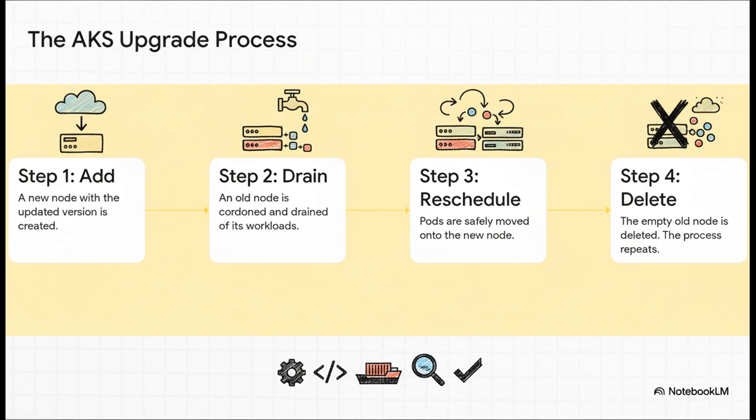First, AKS brings in a brand new, fresh node with the updated software version. Then, it picks one of the old nodes and basically puts up a closed for business sign. That's called cordoning. Next, it gently moves all the application pods off that old node and onto the new one. That's draining. Only when the old node is completely empty does AKS delete it, and it just repeats this, one node at a time, until the entire cluster is upgraded, all with zero interruption to your users.